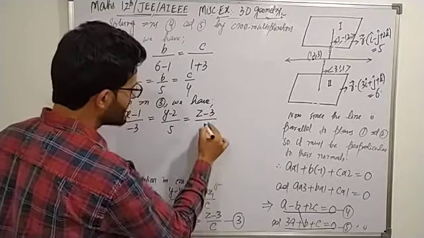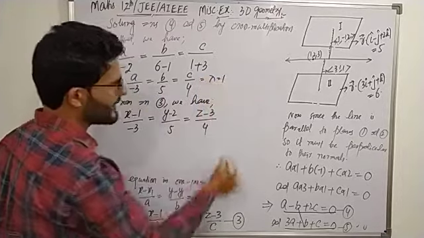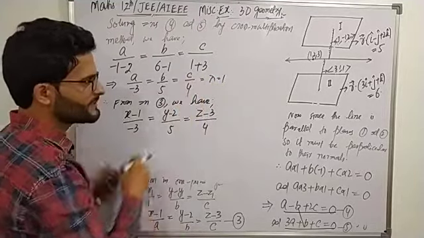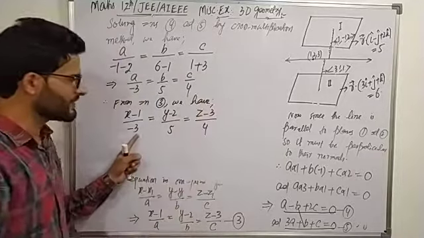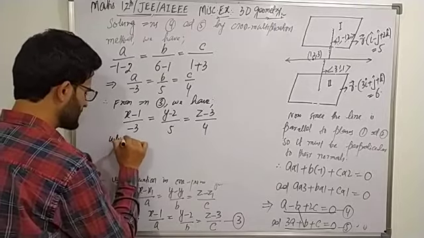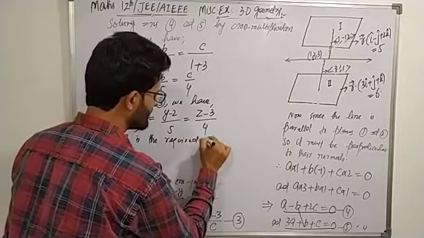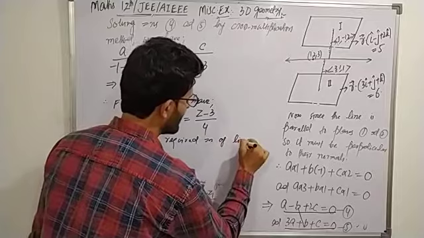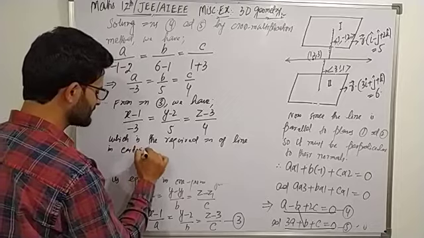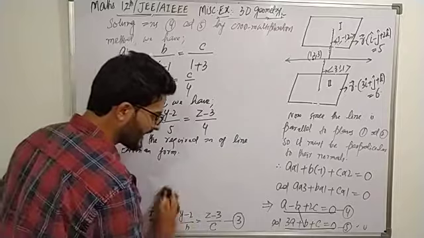because if we take all these ratios equal to lambda, and suppose we treat that lambda as 1, so a must be equal to -3, b must be equal to 5, and c must be equal to 4. So this is the required equation of line in Cartesian form. This will be the required equation of line in Cartesian form.